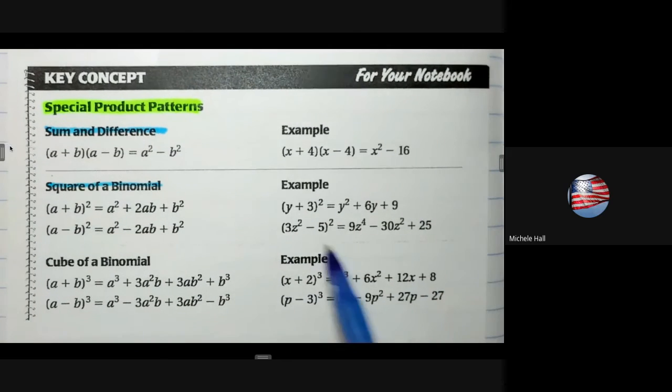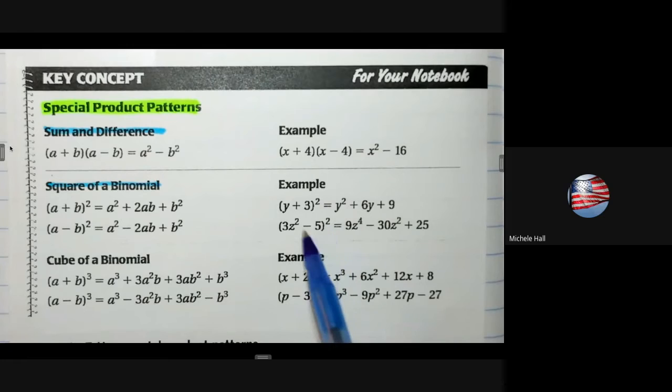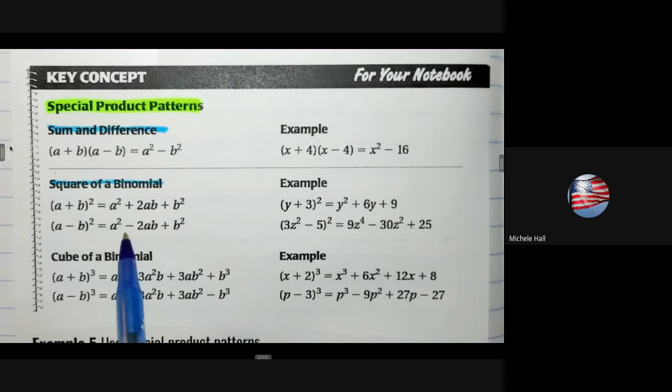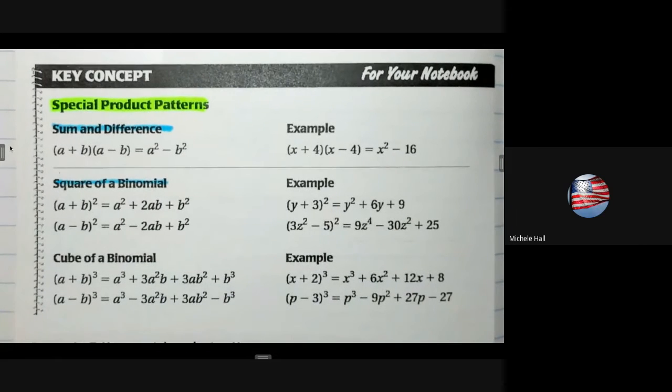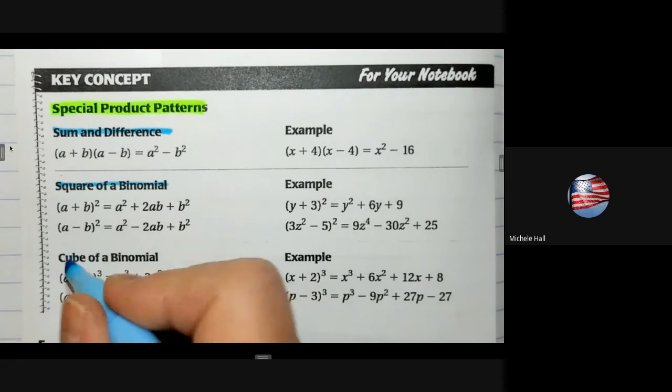Notice that I kept my signs in front of them when I was looking at that middle term. It's the negative goes with it, negative 2 times a times b. Finally, we have a cube of a binomial.